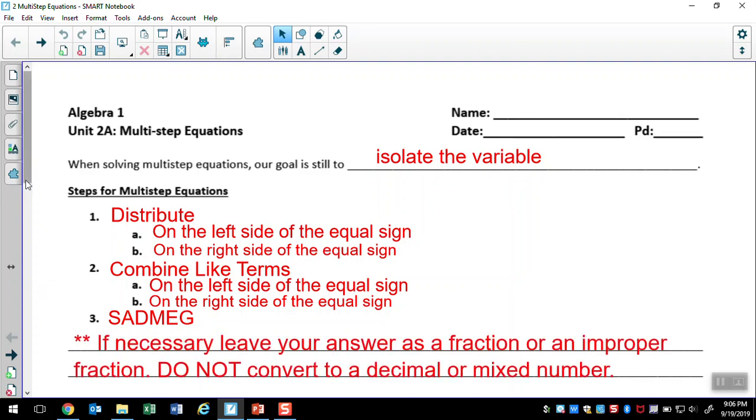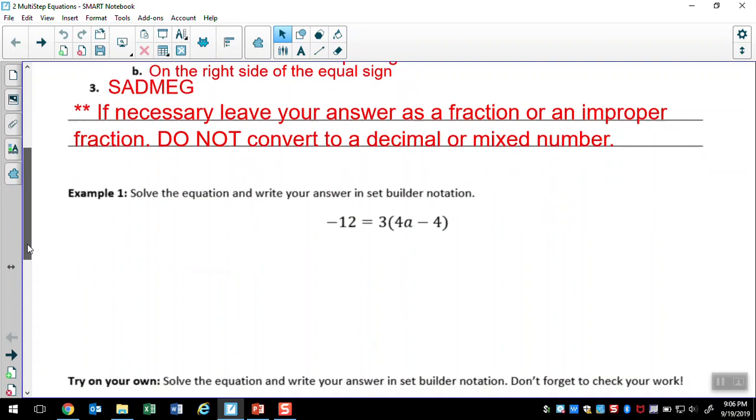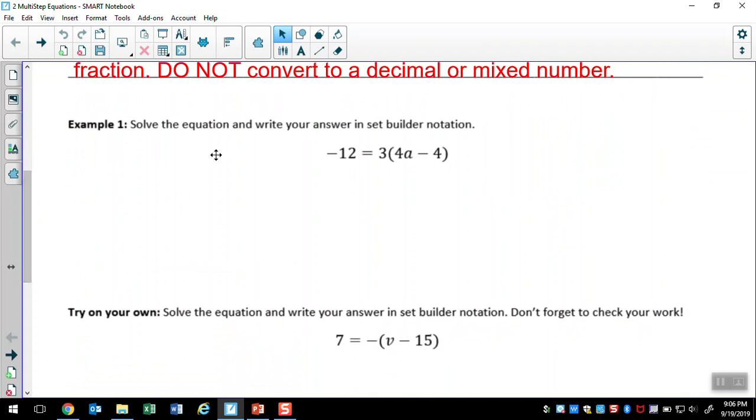Alright, so here we go. If necessary, we want to leave your answer as a fraction or an improper fraction. Do not convert to a decimal or mixed number. And we've talked about that already this year. Alright, so here are some examples. We're going to solve the equation, and then we're going to write our answer in set builder notation. So remember, we had that in our last set of notes.